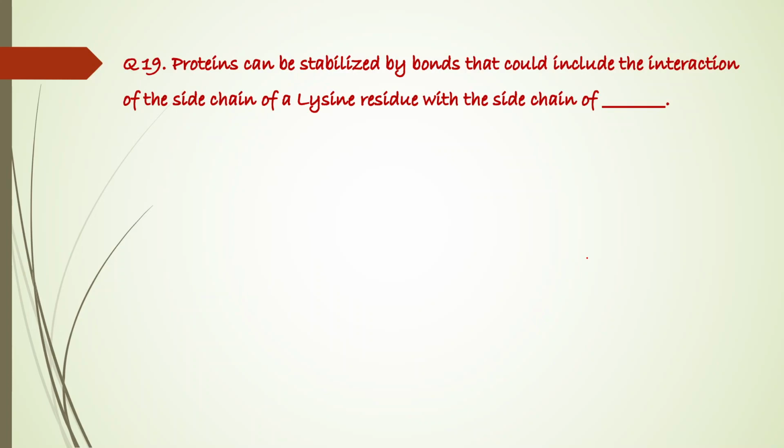It states proteins can be stabilized by bonds that could include the interaction of the side chain of a lysine residue with the side chain of what, out of these four. So you are basically stabilizing proteins where in one of the proteins the side chain has lysine. Suppose in the other protein, what amino acid should be in the side chain to stabilize this lysine residue? This is basically the question.